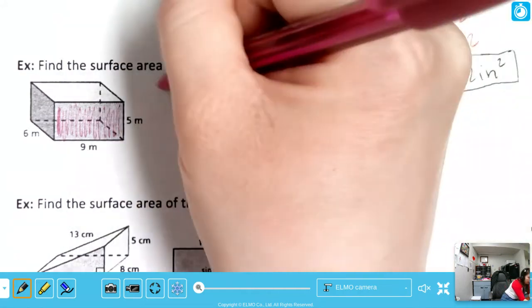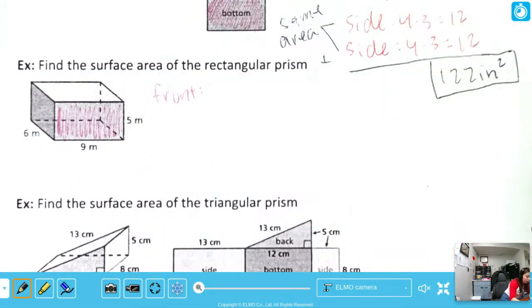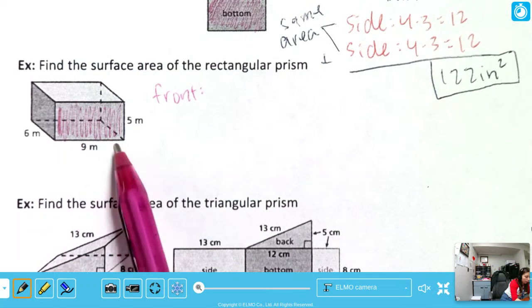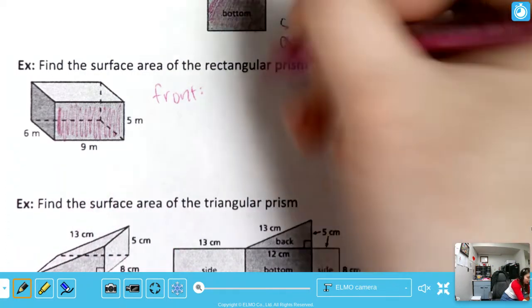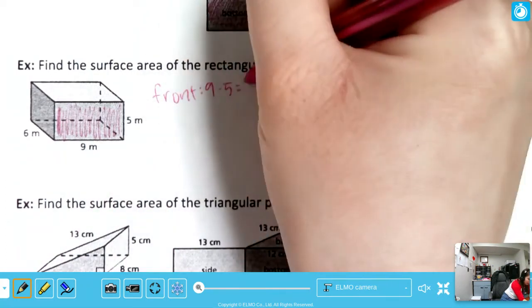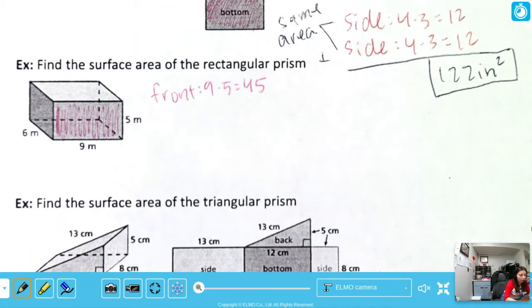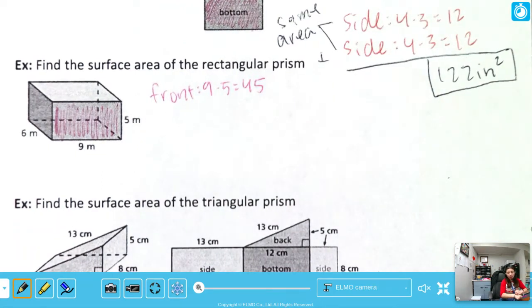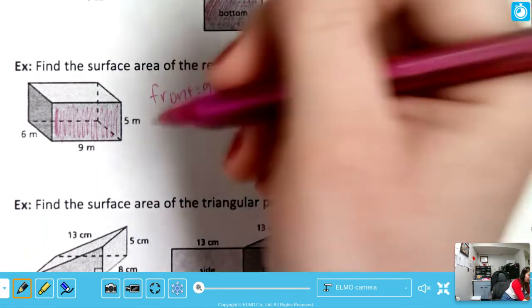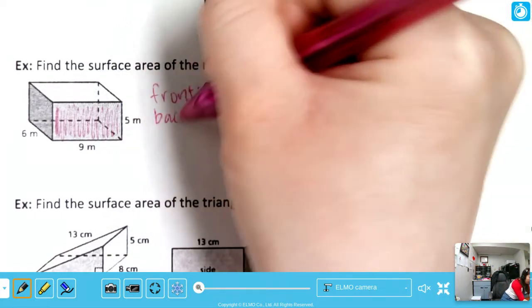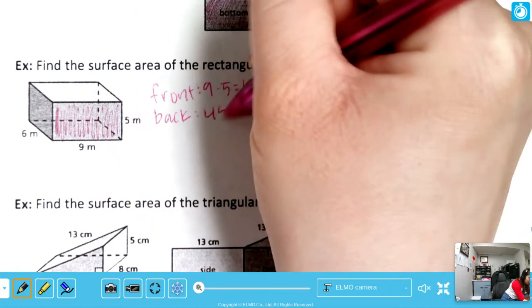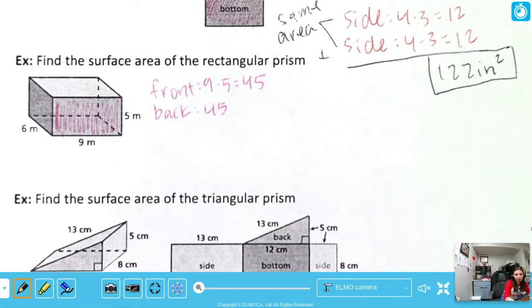The front is a rectangle, and this rectangle's length and width are 9 and 5. So I'm going to multiply 9 by 5, 9 times 5, to get 45 as the area of the front. Now remember earlier we said the area of the front will always be the same as the back. So I don't even need to think about how to get the area of the back. I know it's going to be the same. It's also going to be 45.